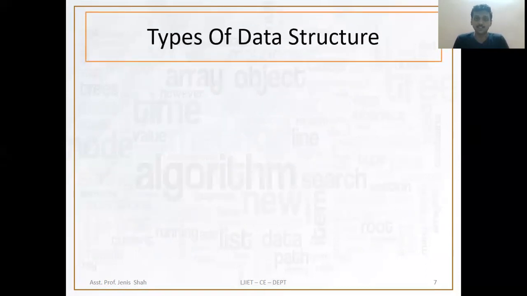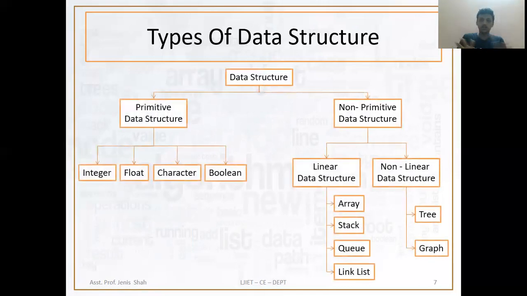Now moving forward to the next topic, types of data structure. Here you can see the hierarchy of types of data structure. The data structure is divided into two different parts. The first is primitive data structure, and the second is non-primitive data structure. What happens in primitive data structure?